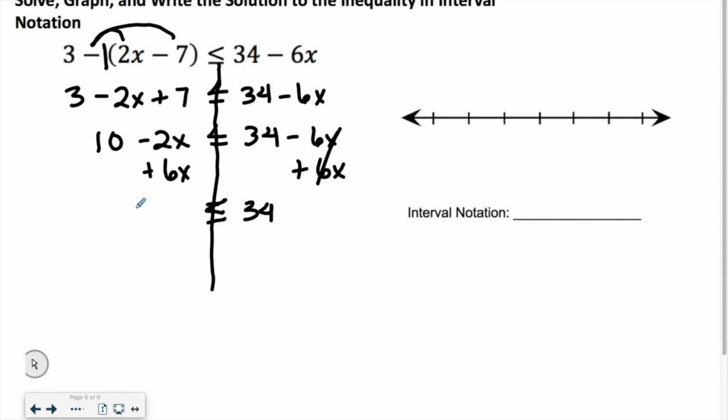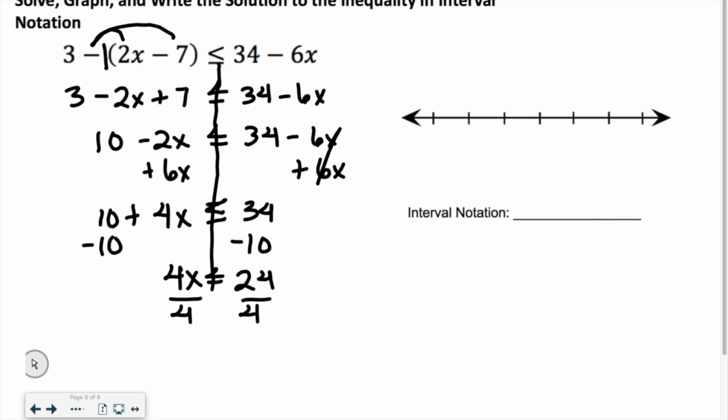These cancel out. -2 plus 6 is a +4x. Drop down your 10. Subtract 10 on both sides. And you get 4x is less than or equal to 24. Divide by 4. That 4 is positive, so the sign stays the same. 24 divided by 4 is 6.